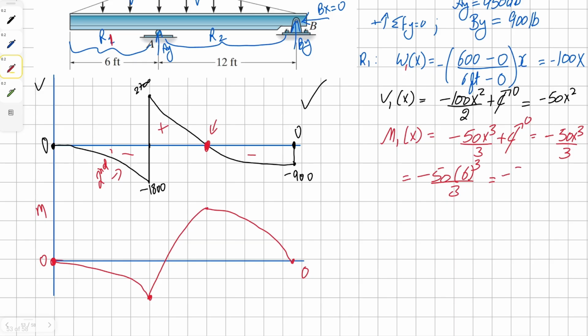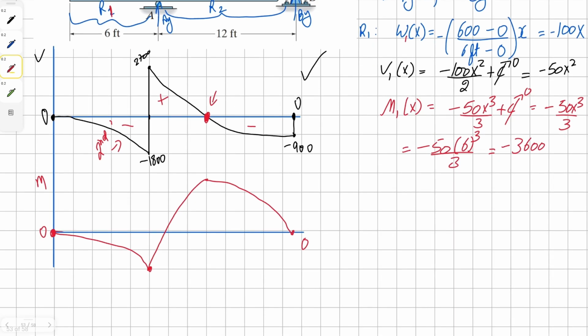And this comes up to be negative 3600. So this point here is going to be negative 3600. And now to find our peak, first of all we need our load equation for region 2. In this case we know it's going to be rise over run, so we end at 0 pounds, beginning at 600 pounds. Our ending distance is 18, beginning is 6 feet, times x plus the constant.